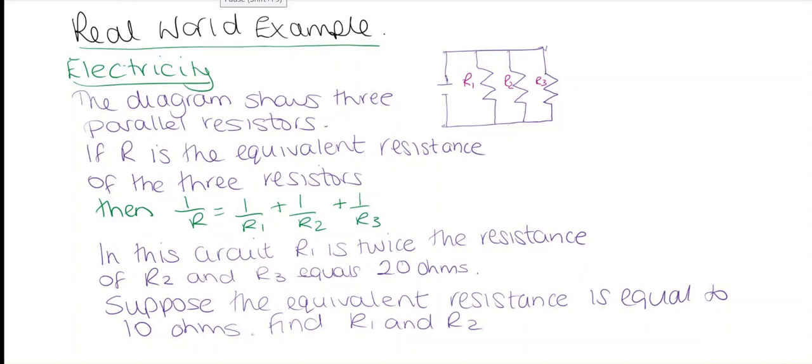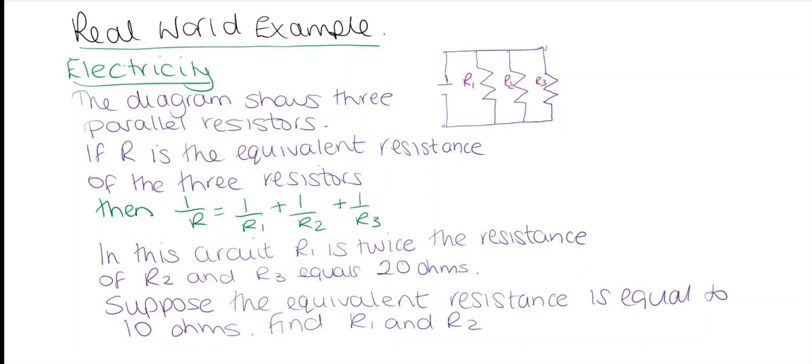Okay, so we have a real-world example, electricity. The diagram shows three parallel resistors. If R is the equivalent resistance of the three resistors, then we have 1 divided by R is equal to 1 over R1 plus 1 over R2 plus 1 over R3.